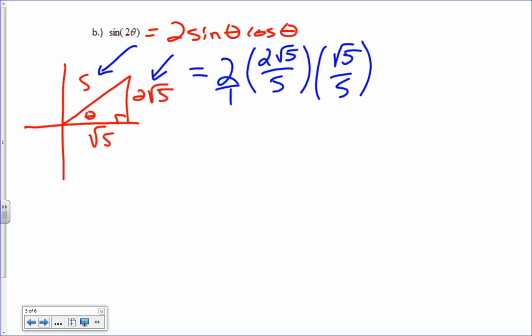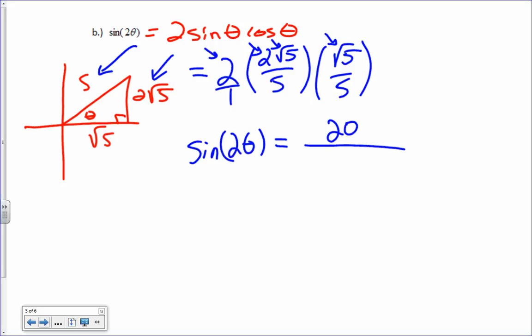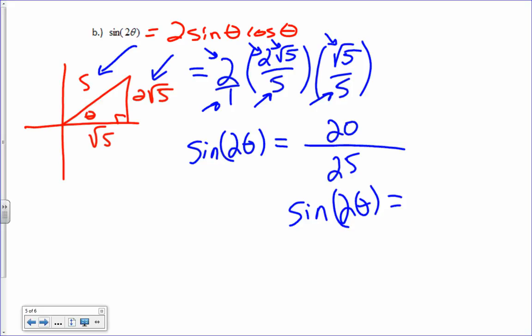Now, I know some of you would like to write this 2 over 1, because you're more comfortable. All right, let's be careful here. Multiply the numerators. I've got a 2, a 2, a square root of 5, and a square root of 5 that I'm all multiplying together. So 2 times 2 is 4, and square root of 5 times square root of 5 is 5. So we're looking at 20 over 1 times 5 times 5 is 25, otherwise known as 4/5.